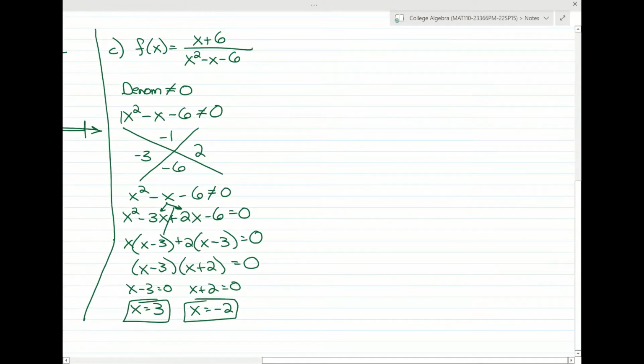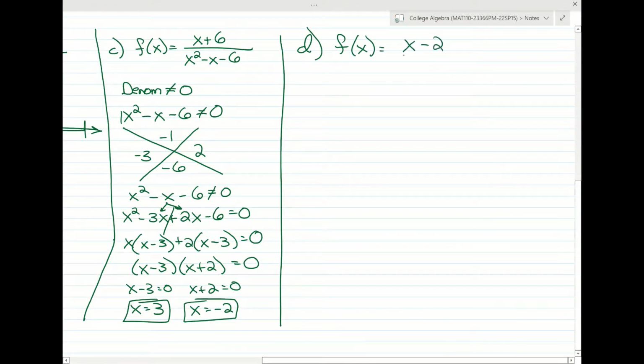One more of these to practice. What about if I gave you the problem f of x is equal to x minus 2 over 2x squared minus x minus 3?